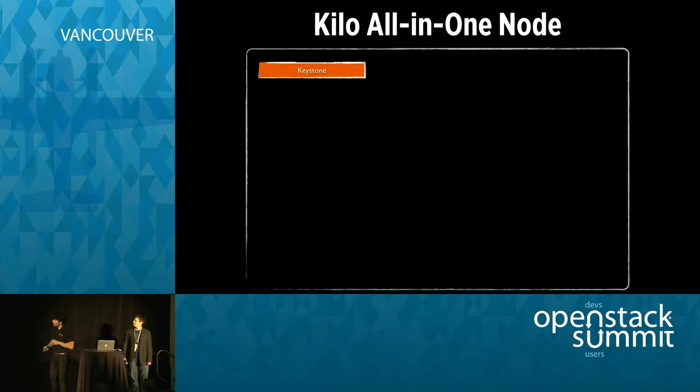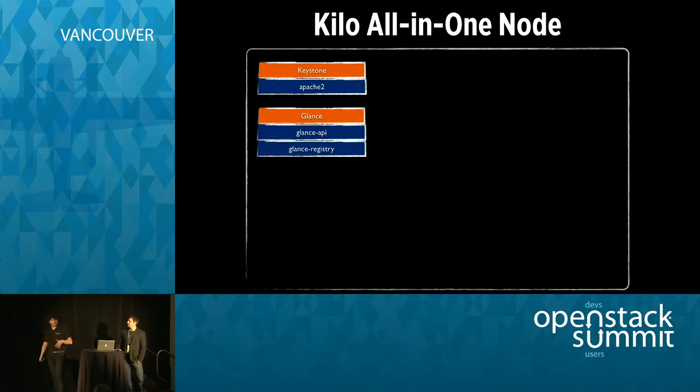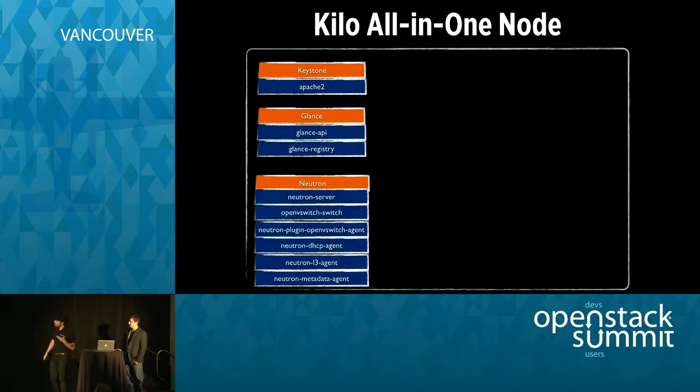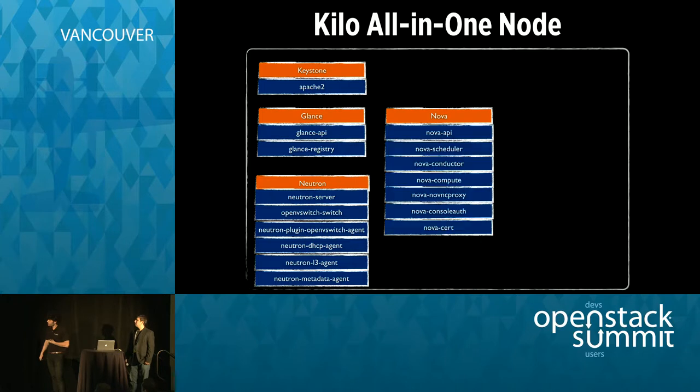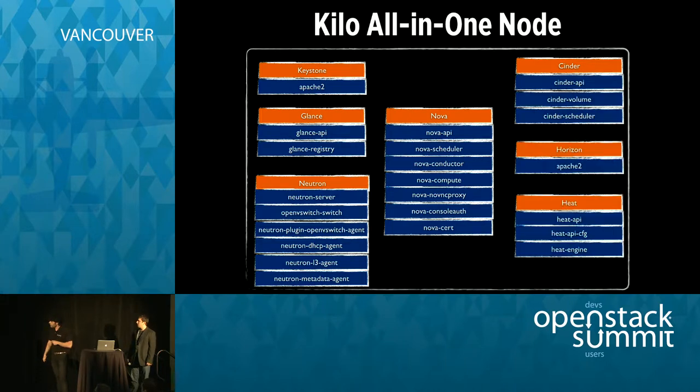So on Kilo, it's all in one node, you have Keystone. What's Keystone? What does it do? Authentication, identity. Glance is what? Images. Neutron, networking. Nova. These things underneath are the running processes. Cinder. Horizon. And Heat, orchestration. So guess what? These all have APIs on top of them.